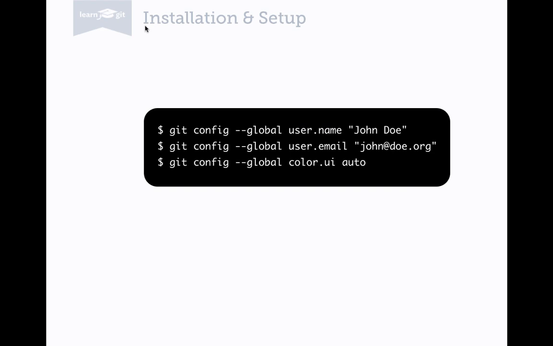And before you start, you should make some configurations. The first two lines here are to identify yourself. This data is used later when making a commit, when saving a version. It will be logged under your name and your email address that you can configure here. And the third line is to enable colors on the command line, which is helpful for reading output.